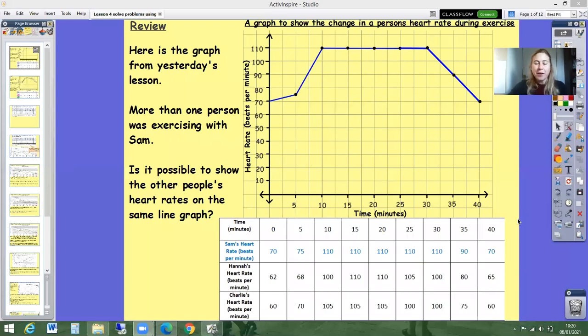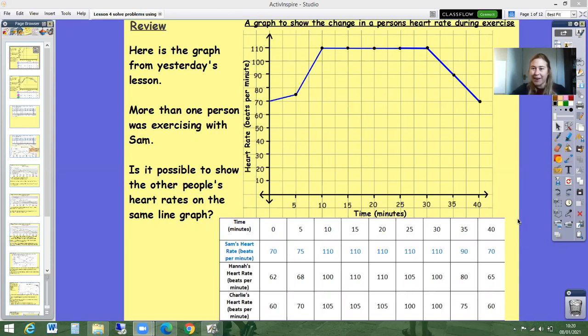Hi Year 5, welcome to Thursday's maths lesson, and this is going to be our last lesson on line graphs, and we're going to be looking today at interpreting line graphs again. So start with the review task, have a look at the question and see how you get on.